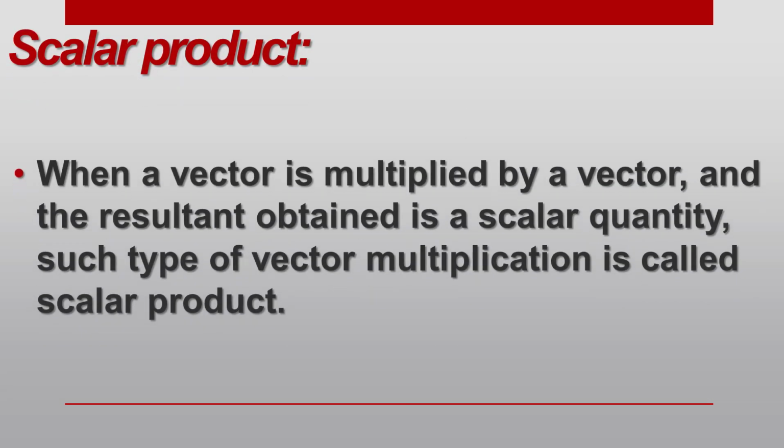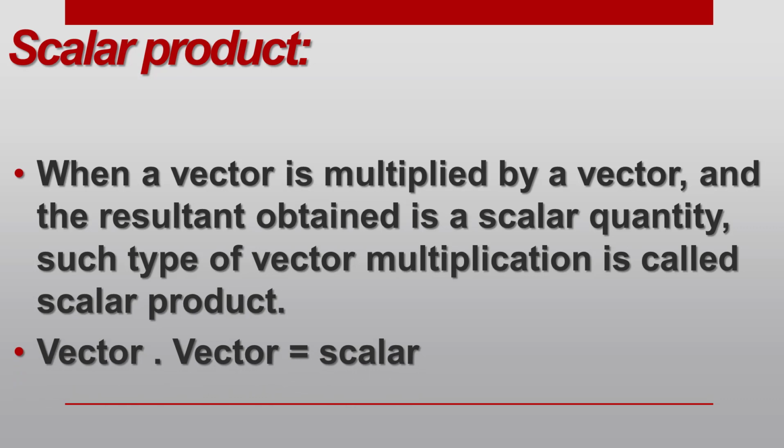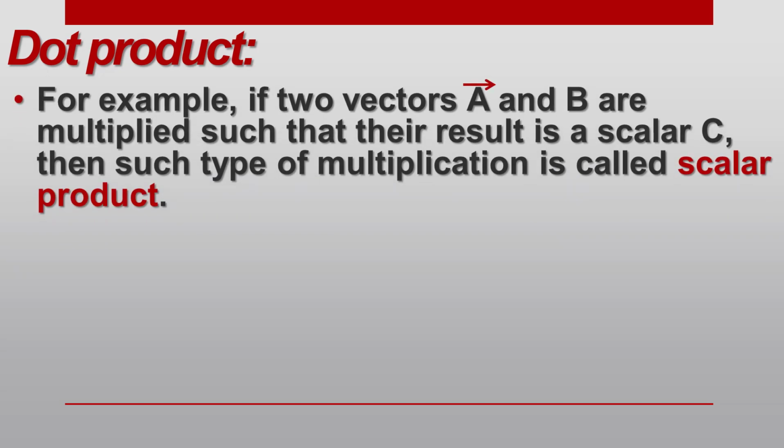If we define the scalar product: when a vector is multiplied by a vector and the resultant obtained is a scalar quantity, such vector multiplication is called scalar product. The definition is simple: if we multiply two vectors and get a result which is simply a number, simply a magnitude, then such multiplication is known as scalar product. Vector multiplied by vector gives us a scalar. For example, if two vectors A and B are multiplied such that their result is a scalar C, then such multiplication is called scalar product.